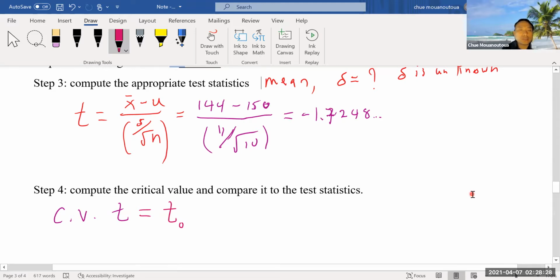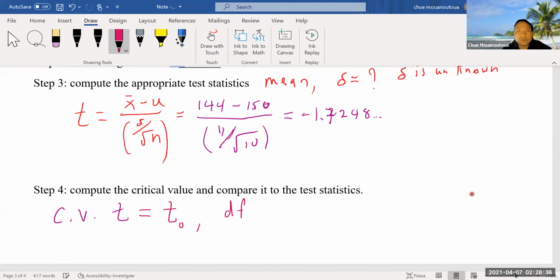Now, to use the critical value t, we will need to know the df, which is degree of freedom, which is n minus 1. So df will be 10 minus 1, which is 9. So my degree of freedom is 9.